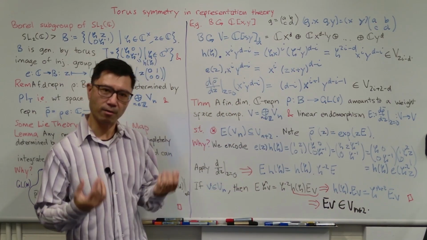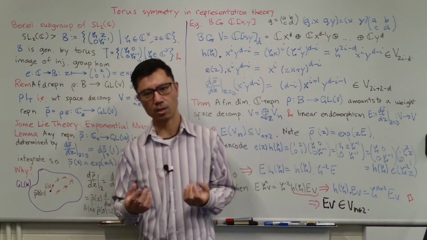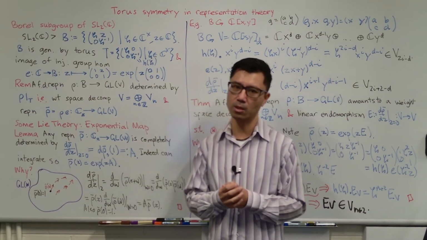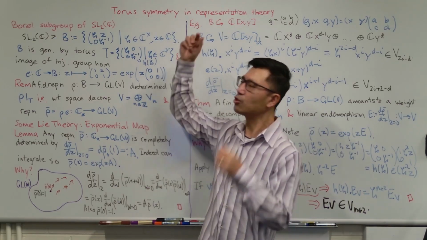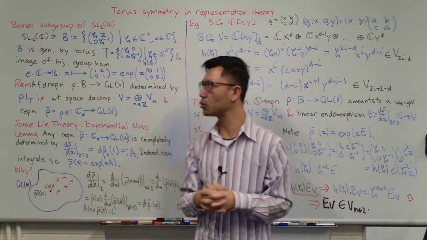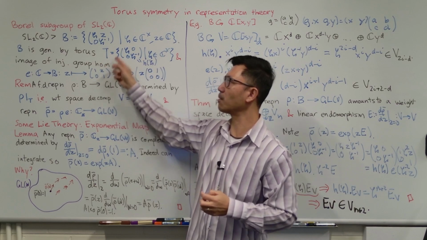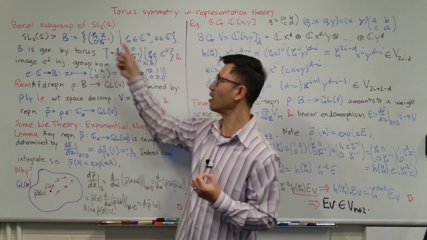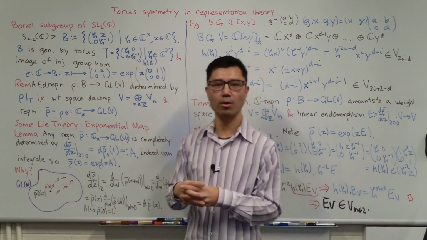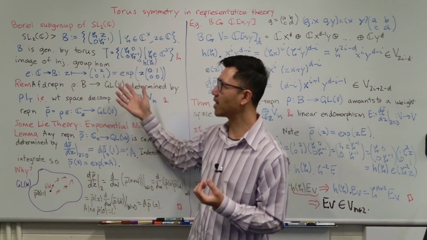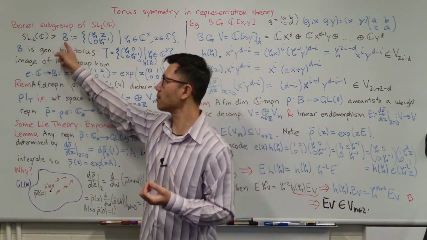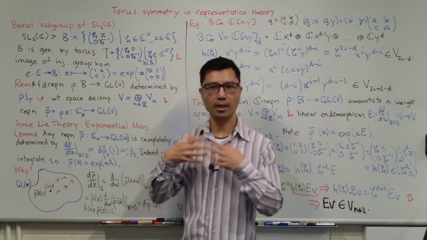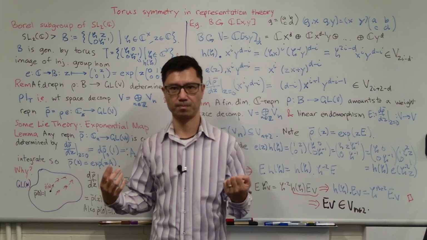This is a very, very common technique that you see when you want to study the representation theory of a non-commutative Lie group: you try to use torus symmetry. The way you do that is you try to find a torus, the biggest one you can find, inside that group. So here we've got one. And that will immediately say that if you have a representation of that Lie group, in this case this Borel subgroup, it gives you a weight space decomposition.